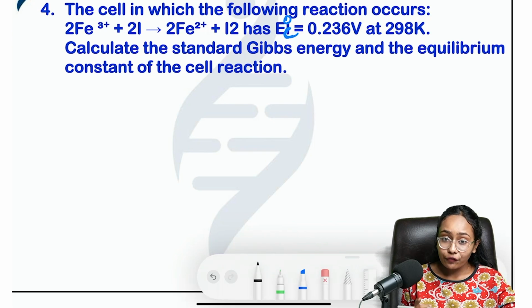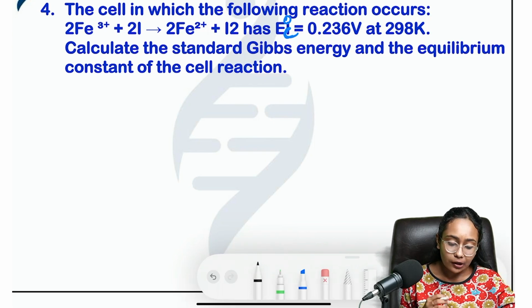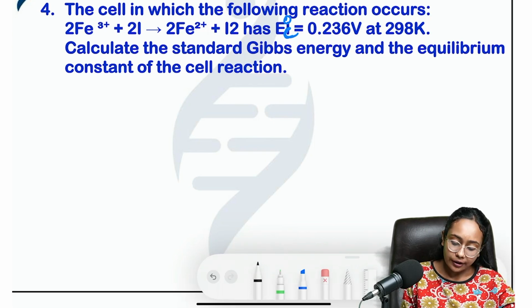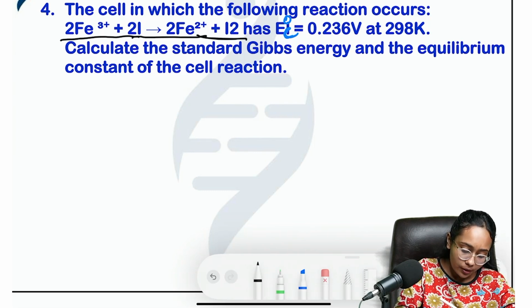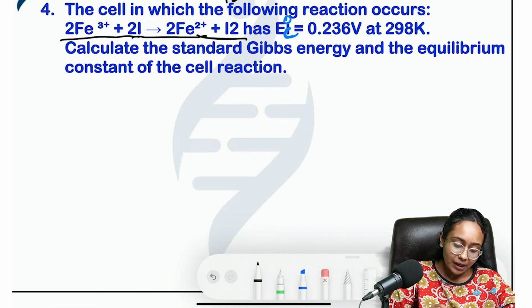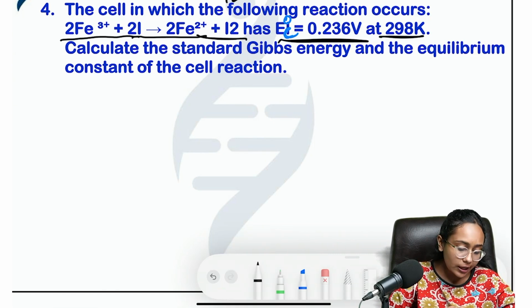We are moving on to the fourth question. The cell in which the following reaction occurs is given here: 2Fe3+ plus 2I- gives 2Fe2+ plus I2. And the standard cell potential is given here, 0.236 volt at 298 Kelvin temperature. Calculate the standard Gibbs energy and equilibrium constant of the cell reaction.